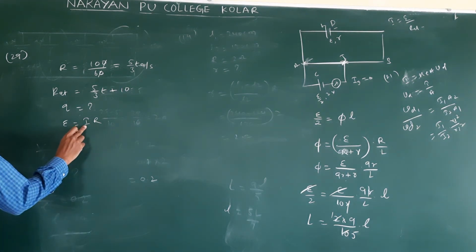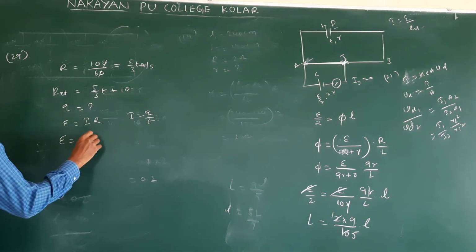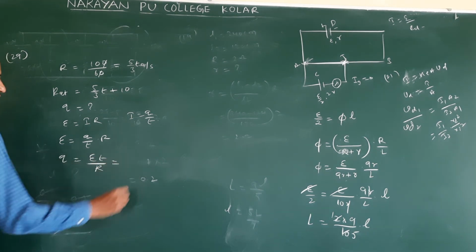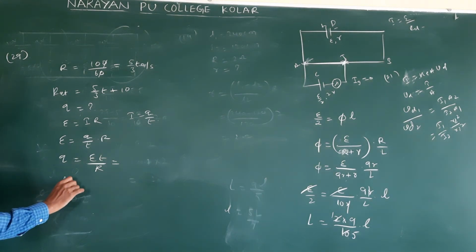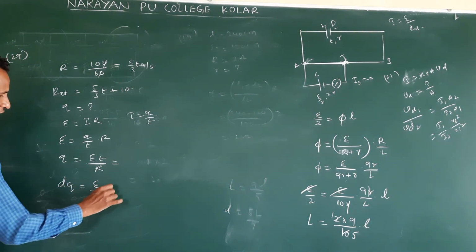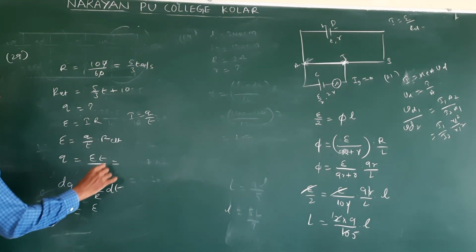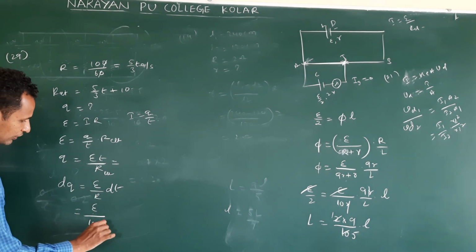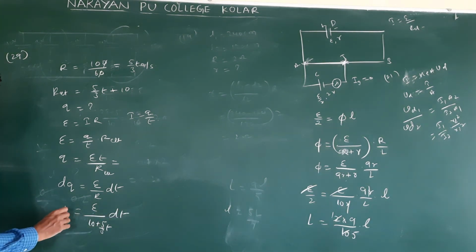How do we write I? I is equal to Q by T. So then this we can write as Q by T into R. Q is equal to ET by R. For a small amount of charge we can write dQ is equal to E by R into dt. Here R is R effective, so R effective is 10 plus 5 by 3 into T. dt. This is dQ. Integrate and you will get the answer.